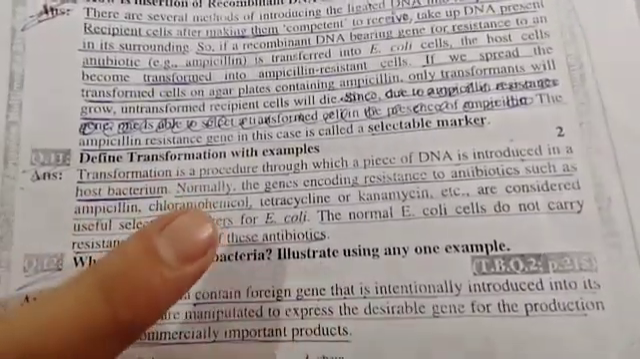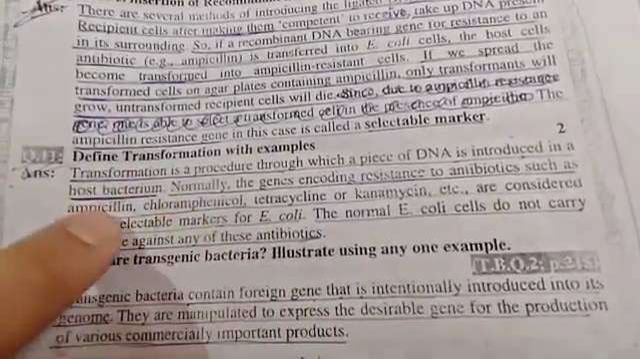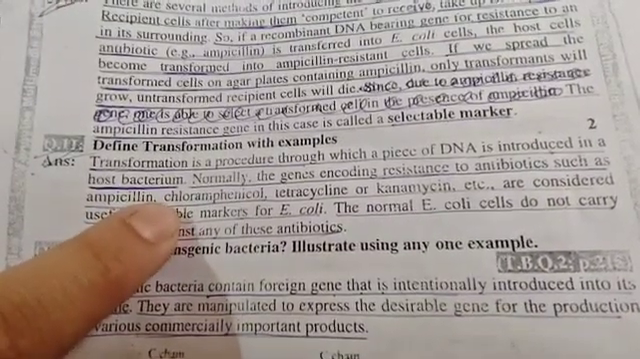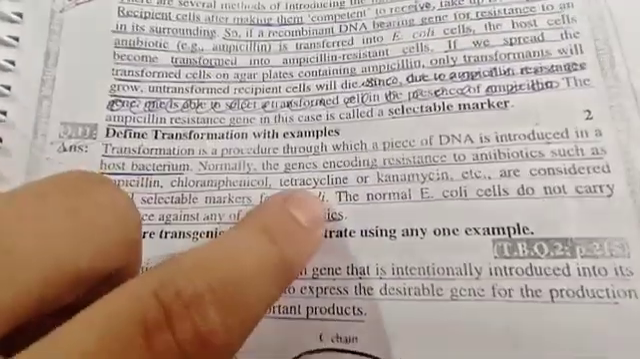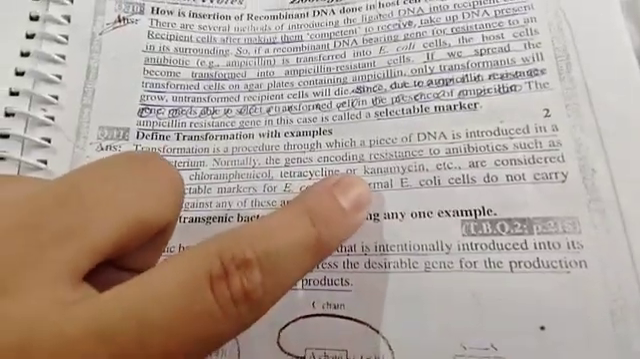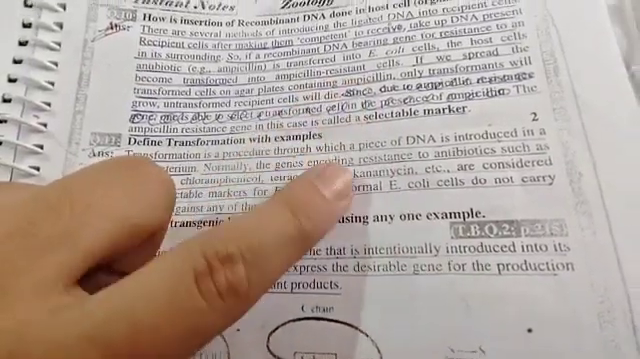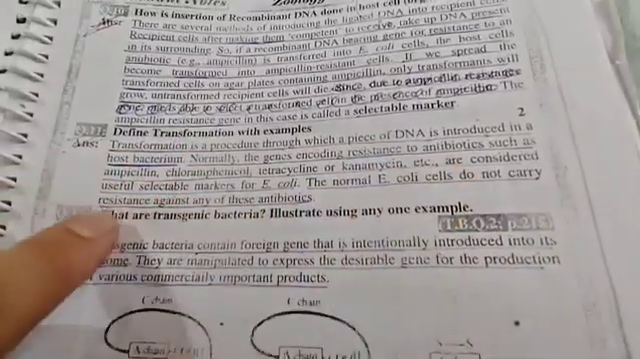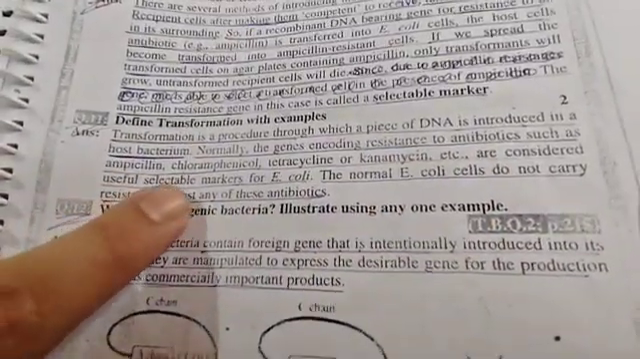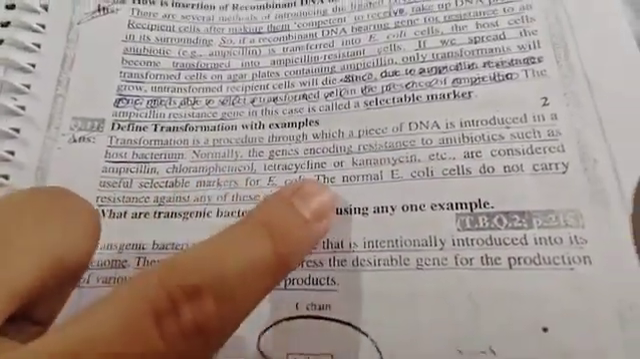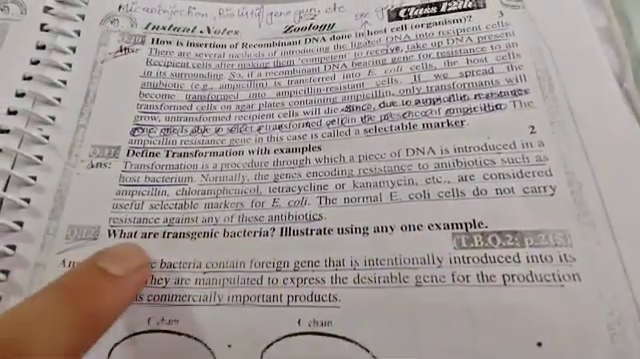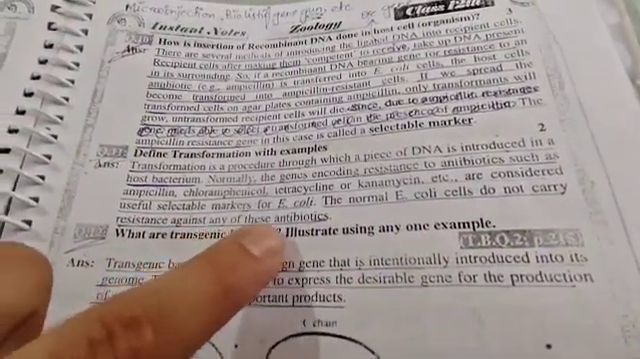Normally, the genes encoding resistance to antibiotics such as ampicillin, chloramphenicol, tetracycline, or kanamycin, etc., are considered useful selectable markers for E. coli. The normal E. coli cells do not carry resistance against any of the antibiotics.